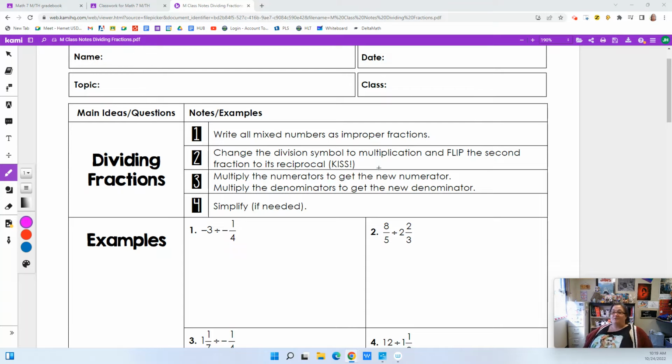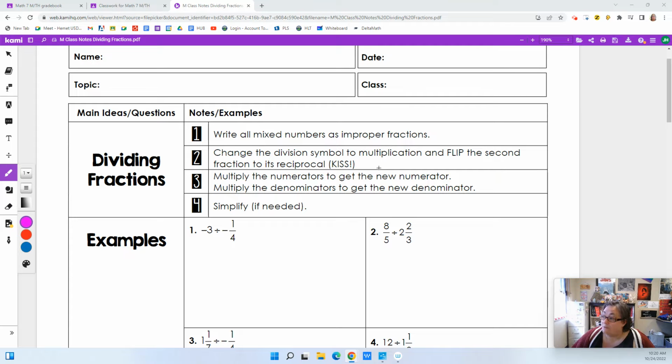KISS. Does anyone remember what KISS is? Isn't that like a band? Yeah, it is a band. Very good. You should get extra points just for knowing that. I don't remember what it stands for. It's like keep something, switch. I don't know what it stands for, but it's one of those mnemonic devices.